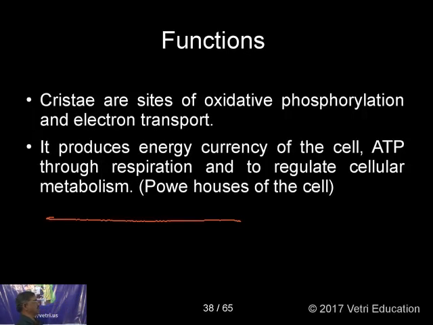Regarding the functions, the cristae are the sites of oxidative phosphorylation and electron transport. It produces the energy currency of the cell, ATP. So generally ATP is the energy currency, and it is produced in the mitochondria. So these are called the powerhouses of the cell. The energy currency of the cell is ATP, and the powerhouse of the cell is the mitochondria. So the mitochondria is very essential for respiration.